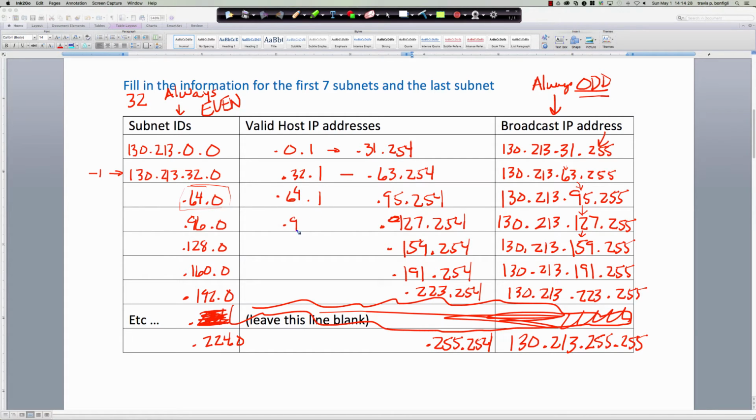.64.1, .96.1, .128.1, and then we've got .160.1, .192.1, and then .224.1. Again, remember that the first two octets, the 130.213, I just left those off here for brevity. But it's the same first two octets all the way down. And so there's your first 7 subnets and the last subnet that we would have been working with, because we created 8 different subnets. All right, so let's go ahead and clear the screen.